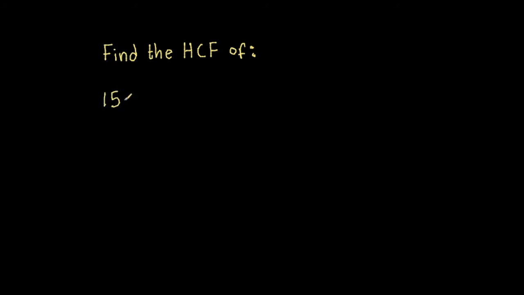15a, 20ab, and finally 30b. Okay, so let's start with breaking down the 15a. 15a is equal to, now 15 is the same thing as 3 times 5. So 3 times 5 times a. 3 is a prime number, 5 is a prime number, so we've broken this down as much as we can. So that's it. Let's go to 20ab now.